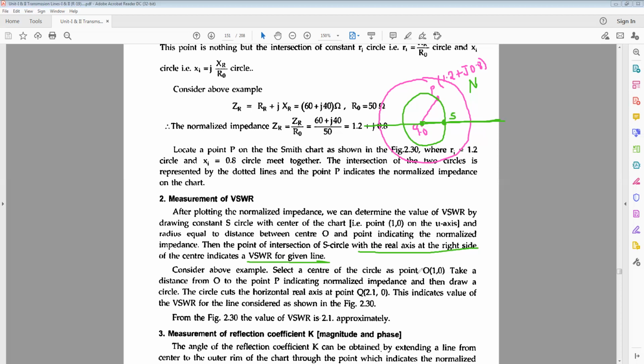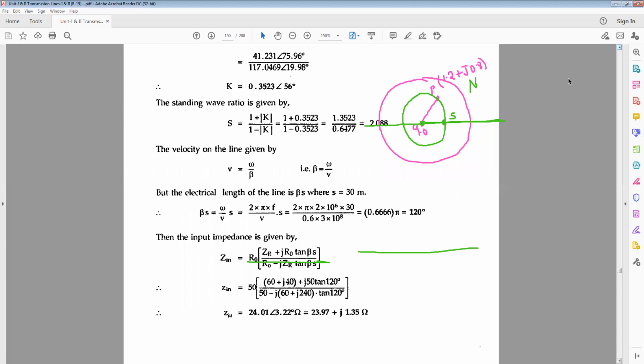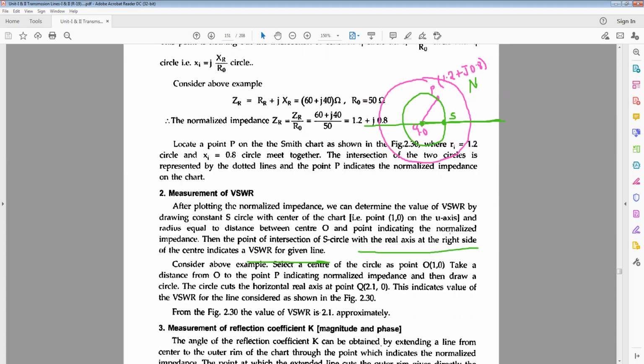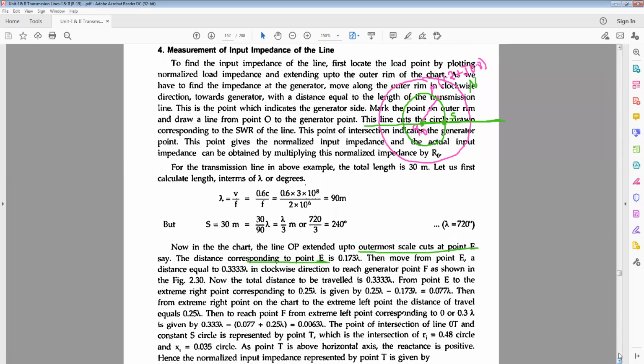Consider the above example. Select the center as point O. Take the distance from O to P, indicating the normalized impedance, and then draw a circle. The circle cuts the horizontal real axis at the point Q. This indicates the value of VSWR for the line, as shown in the figure. So what is the value we got? The standing wave ratio we got theoretically is 2.088. After drawing this S circle with the radius equal to the distance from origin to the point P, it crosses exactly, or approximately, the 2.088 circle. Let us see whether the circle crosses the same value or not in the Smith chart.